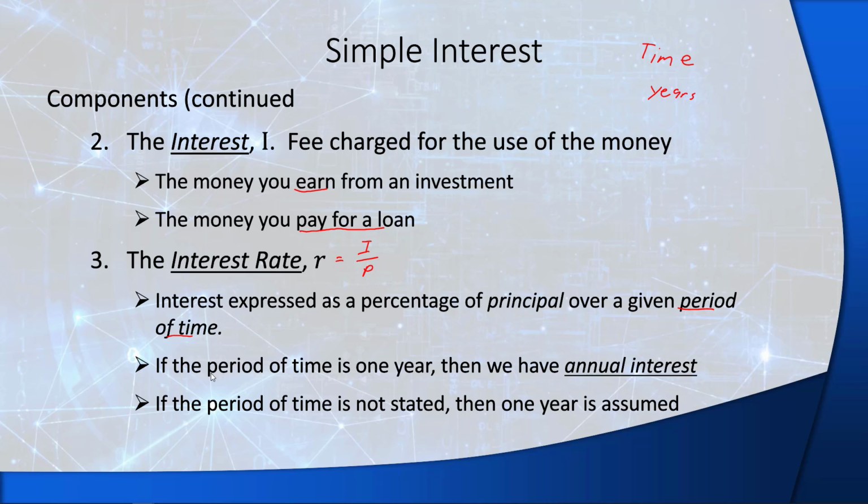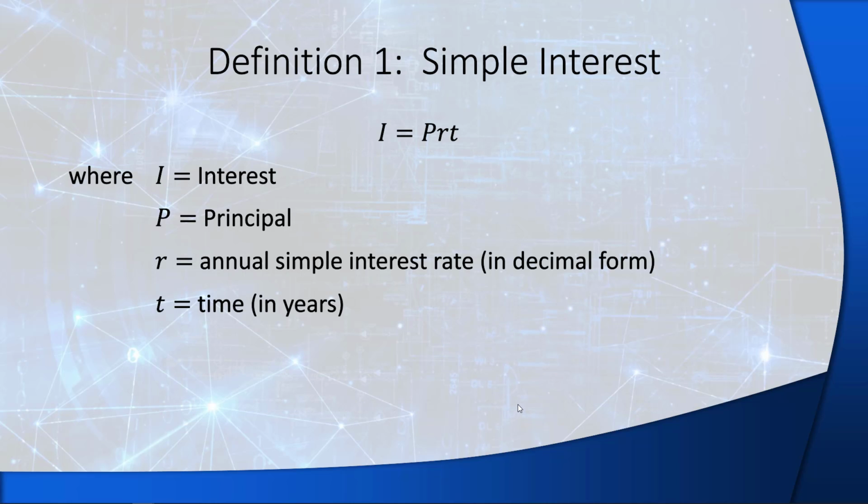Now back to interest. If the period of time is 1 year, then we have what we call annual interest, and that is the most common type of interest expression. And as a consequence, if you see a value for interest and the period of time is not stated, we will assume that the period of time is 1 year and that we have annual interest. This right here is the definition of simple interest. Basically, the interest from a simple interest instrument is equal to the product of the principal, the annual simple interest rate in decimal form, and time in years.